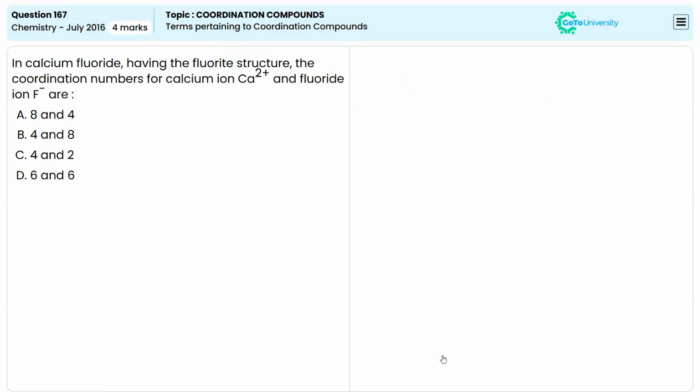Now the next question. In calcium fluoride having the fluorite structure, the coordination number for the calcium ion, that is Ca2+ ion, and fluoride ions will be which one? Okay.